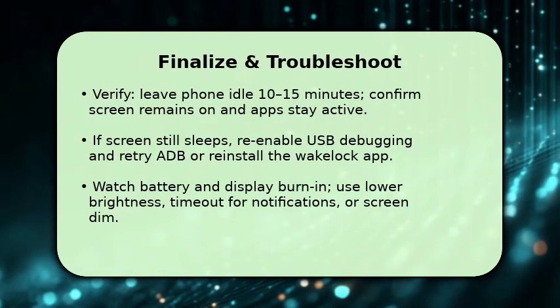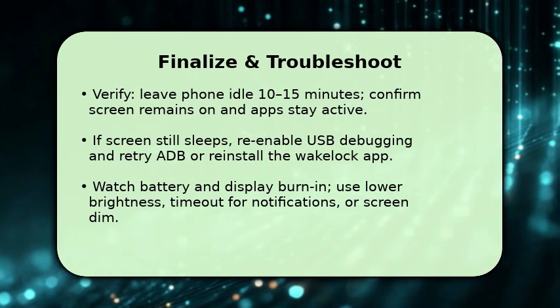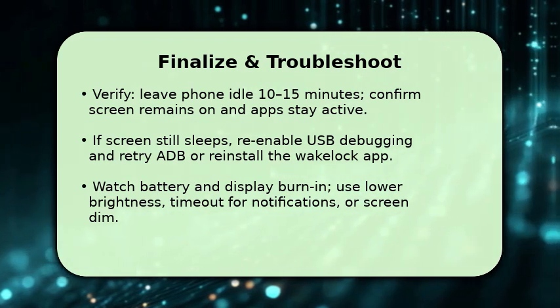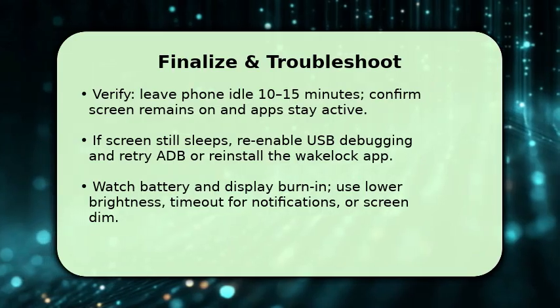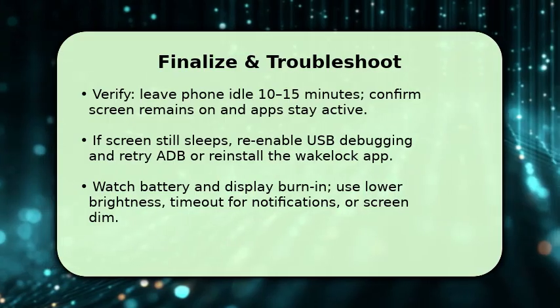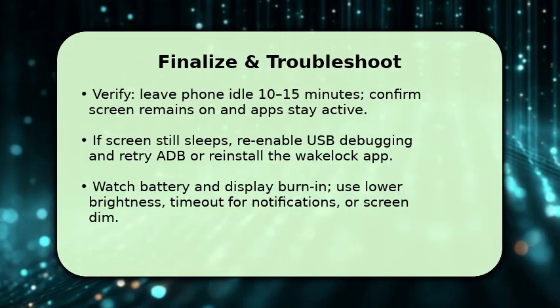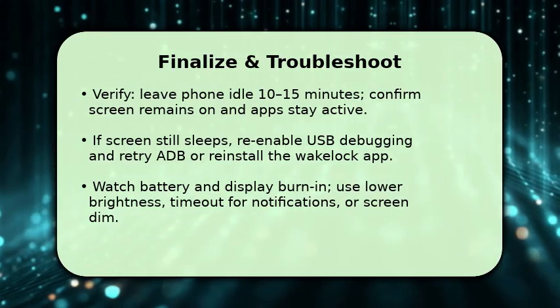Finish by testing and addressing common failures. Leave the device idle for 10 to 15 minutes and confirm the screen remains on and your app retains a wake lock. If the screen still turns off, re-enable USB debugging and rerun the ADB command or reinstall and grant permissions to the Screen On app. Sometimes battery optimization must be toggled off again.